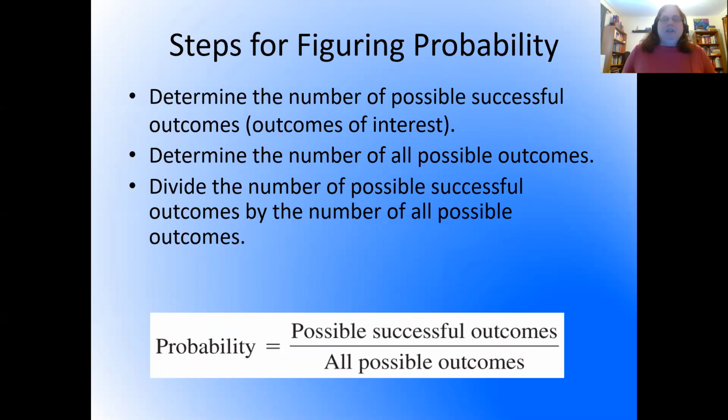So we start off by determining the number of possible successful outcomes or outcomes of interest. Okay, so let's say you're playing a coin game with a friend and you bet heads and they bet tails. Then your outcome of interest would be heads. You want it to come up heads. So that's one. To determine the number of all possible outcomes, well, a coin only has two sides, heads and tails. So that's two. Divide the number of possible successful outcomes by the number of all possible outcomes. So that's 1 over 2, or 1/2, or 0.5. That would be our probability.